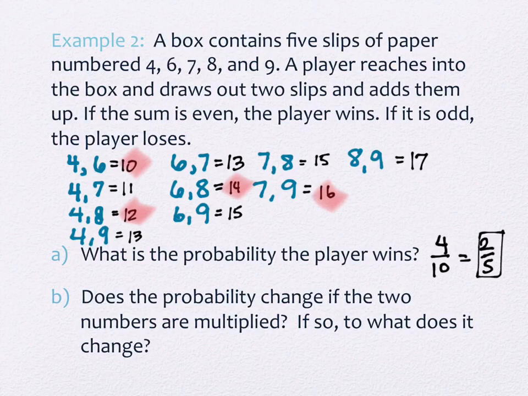Part B changes the rules a little bit. It says, well, what if this happened instead? On Part B it says, will it change the probability if we multiply the numbers instead of adding the numbers? So let's go back and think about what happens if we multiply. In particular, we know that we're looking for evens. So I'm just going to change my color. I'm not going to write all these down as to what their product actually is. I'm just going to highlight them if they're even.